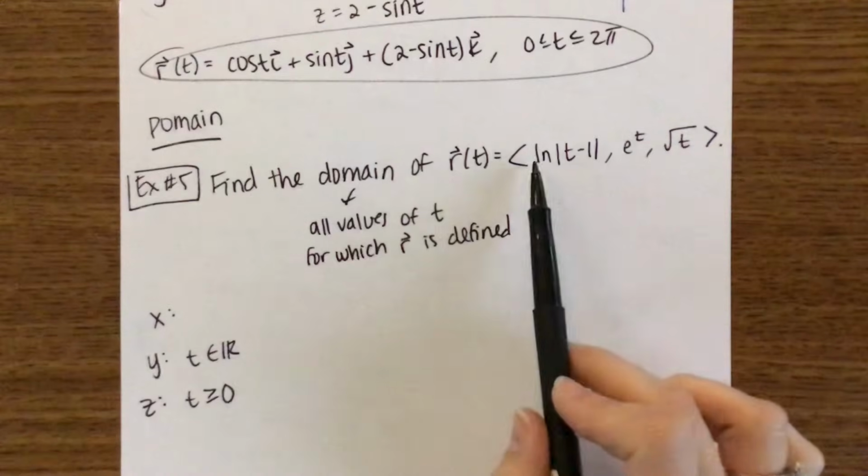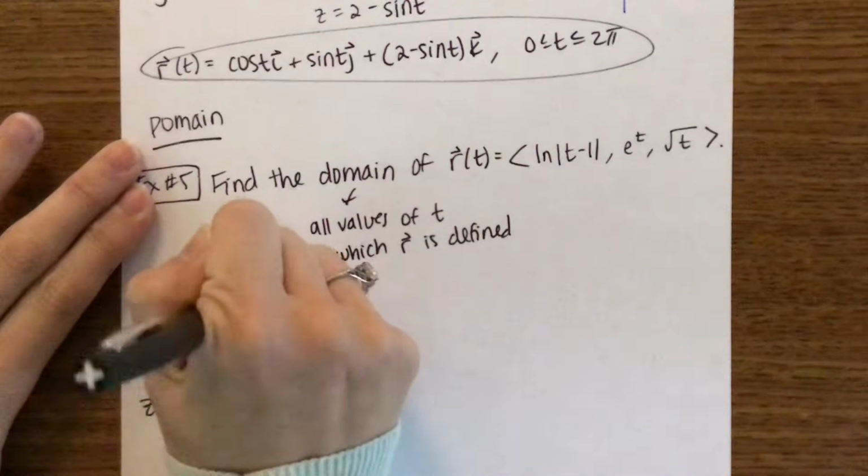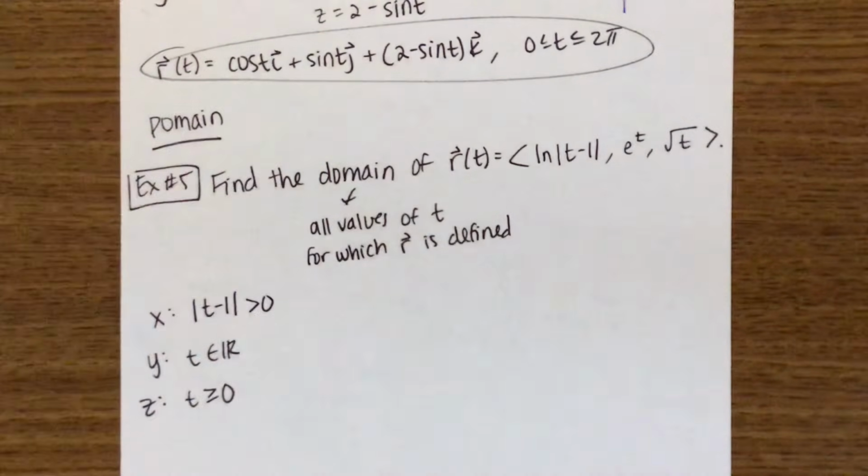Okay, how do we approach the natural log of the absolute value of t minus 1? I don't want to know the domain right off the bat. I just want to know, what do we need to consider first? Natural log, you can only have positive numbers, so anything bigger than 0. So we need the absolute value of t minus 1 to be greater than 0. Do you remember how to approach problems like this?